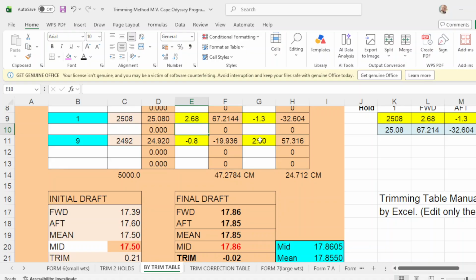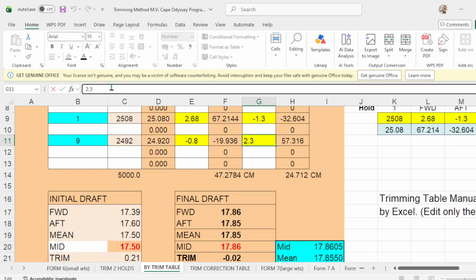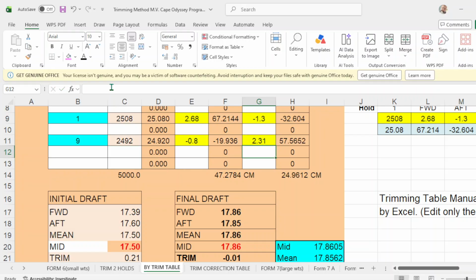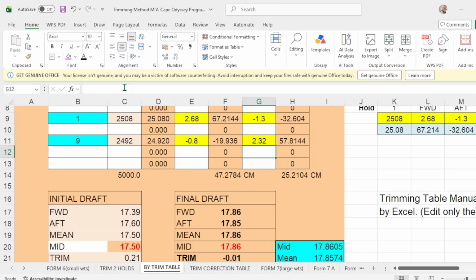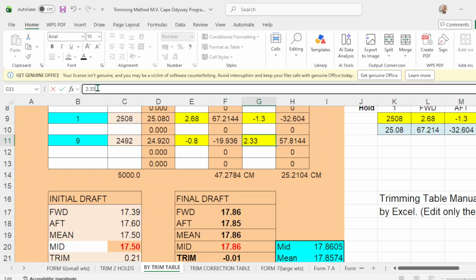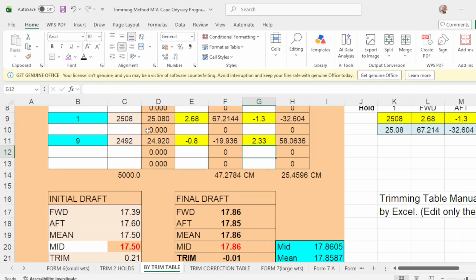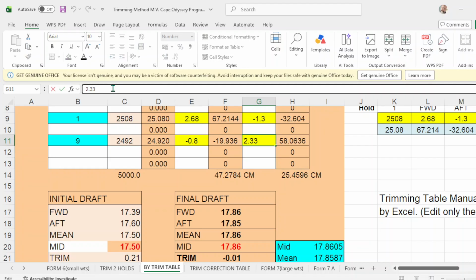So that's operation number 9. Let's say 2.31. Take note of the trim: before it was -2, now it's -0.1. Make this 3.2. No change. Make it 3.3. Still the same.